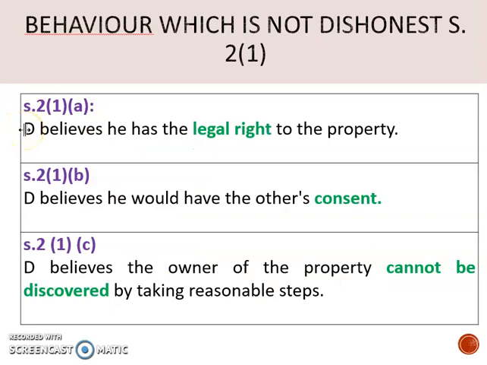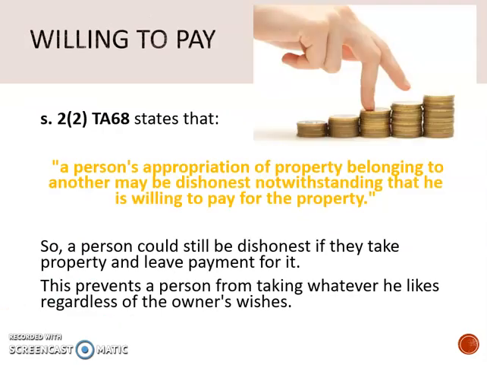Firstly, the defendant believes he has legal right. Secondly, he believes he would have the other's consent. And thirdly, the property is lost and he believes the owner cannot be discovered by taking reasonable steps. Section 2.2 tells us that it's still dishonest to take something and just leave money for it. So that's a practical rule to have. We wouldn't want people walking around the street going, oh, I like that cat, picking it up, taking it home, but leaving a tenner where you found it. That wouldn't work. So even if they leave payment, they can still be dishonest.